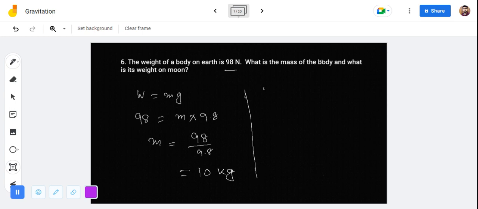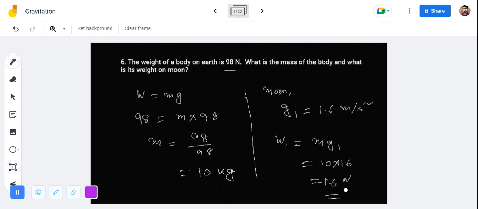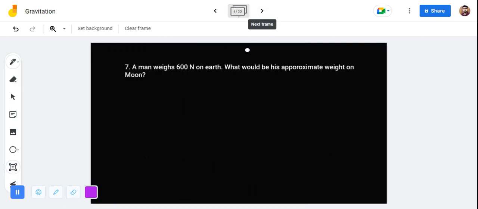Now on moon, the acceleration due to gravity is 1.6. This is given as 1.6 meter per second square. So the weight of the body on moon will be equal to mg1, that is 10 into 1.6. So the answer will be 16 Newton. Okay. Now do the next question.